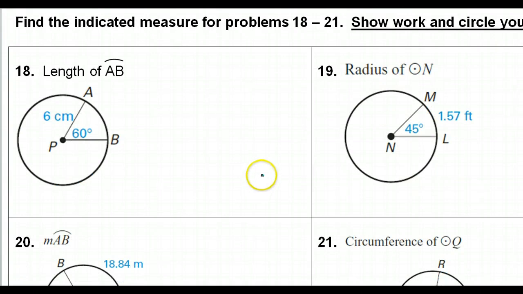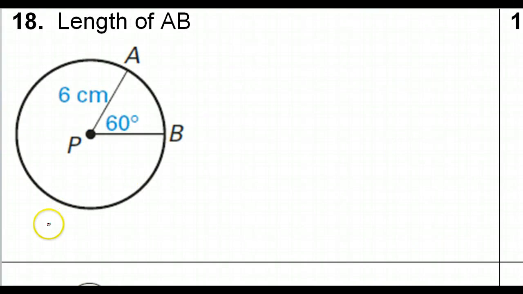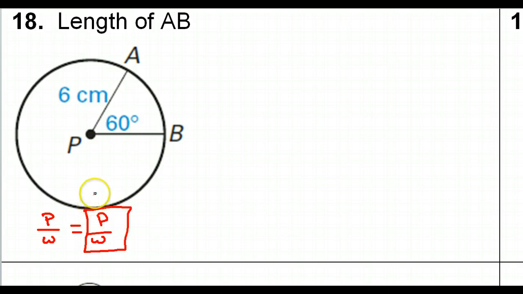Okay, let's look at number 18. For number 18, we're supposed to find the length of arc AB. As soon as you see that the problem is about arc length, you should be thinking part over whole equals part over whole. This is how we handle these. When we do this part over whole, it's always degrees.